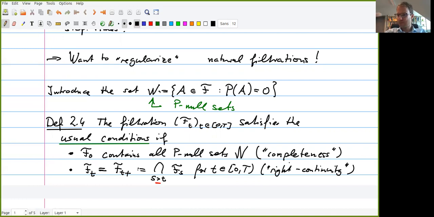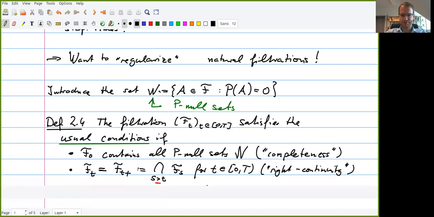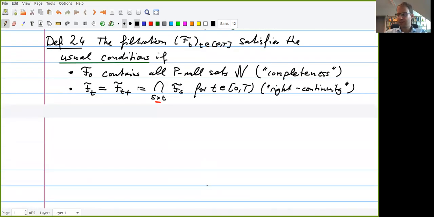So as you have or will see on the problem sheets, the right continuity is rather useful in order to, for example, ensure that such hitting times are indeed stopping times in general.